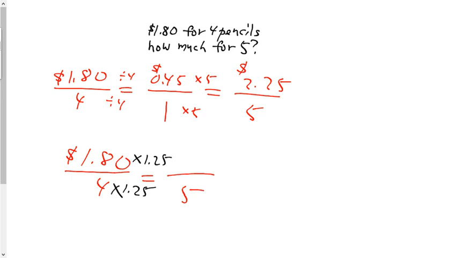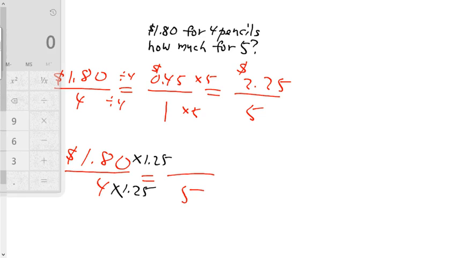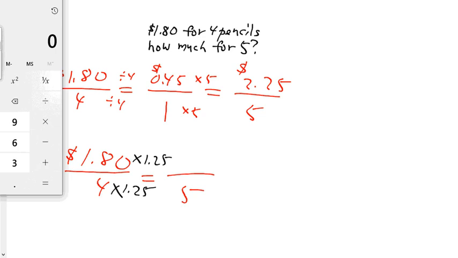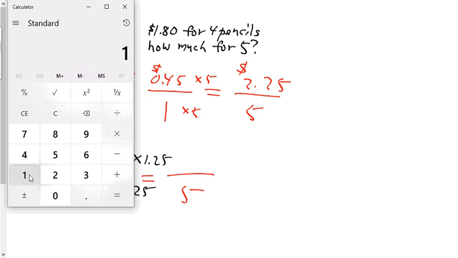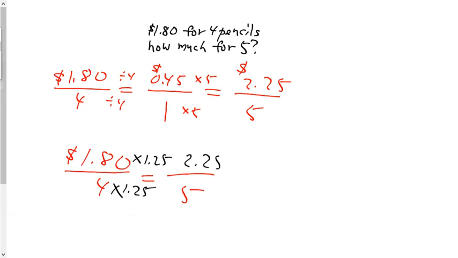It's 1.25. And then $1.80, ooh, my calculator's way askew. $1.80 times 1.25 should be 2.25. That is the multiply divide method, and it's all equally as acceptable.